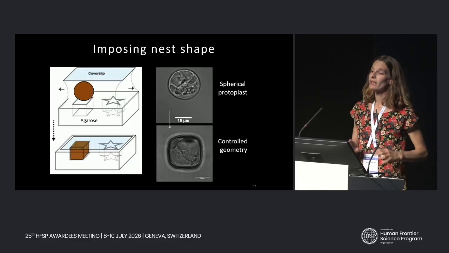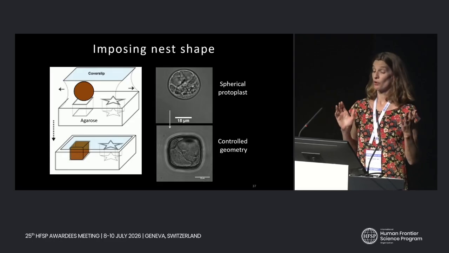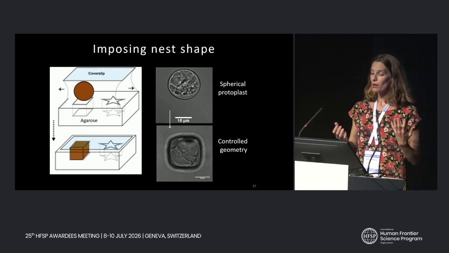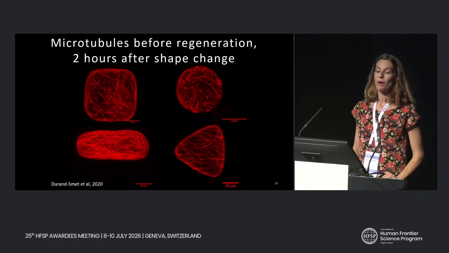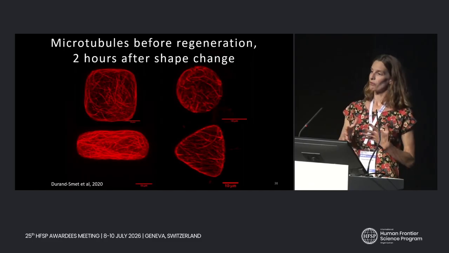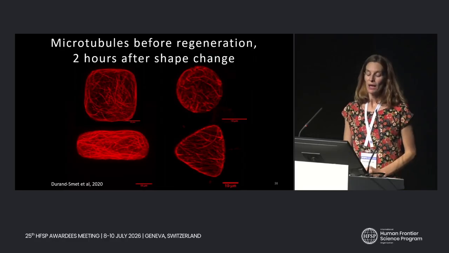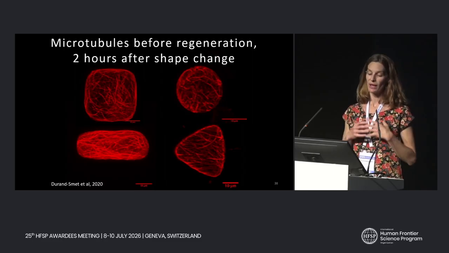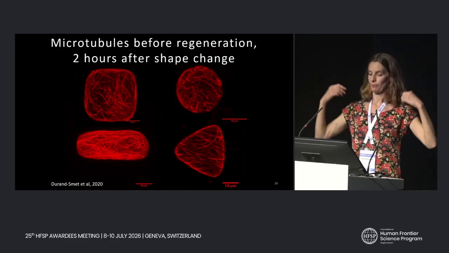To do that, we take naked cells and put them into microwells of different geometry, and the wells are the size of one cell. That way we can impose a controlled geometry on the cell. We first look at the microtubules just before the cell wall is regenerated and 2 hours after the shape has been changed. As you can see in these pictures, the microtubules respond to the imposed shape, and in elongated shapes, the microtubules are organized longitudinally.